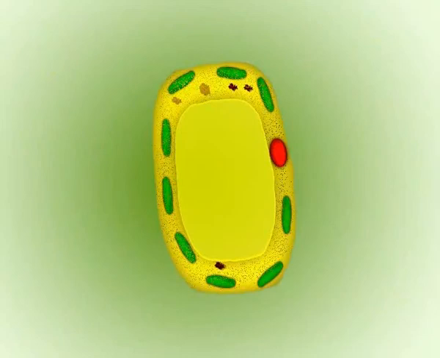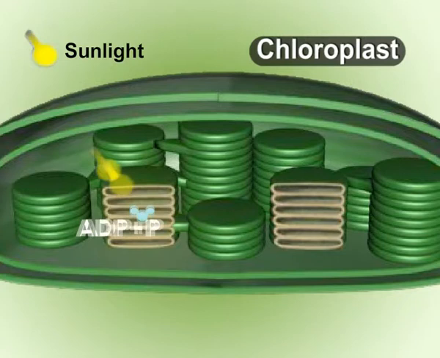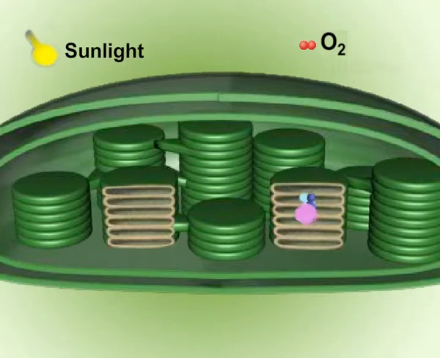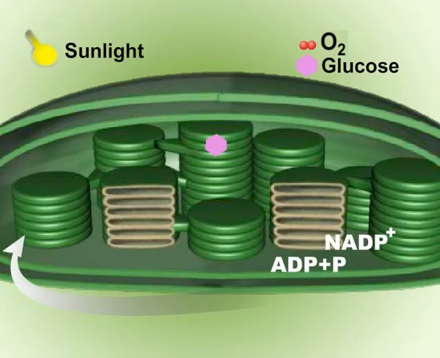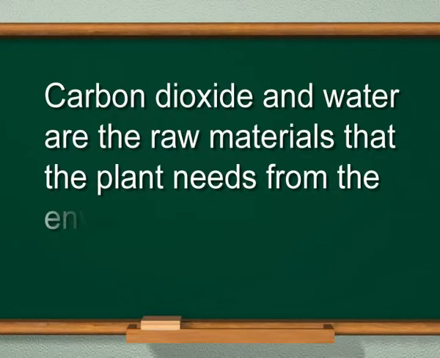Once the raw materials move into the chloroplasts, they undergo a complex series of chemical reactions. One of the products of the reactions is oxygen. Oxygen is released into the air. The other product is sugar, that is glucose, which is used as food for the plant. So students, carbon dioxide and water are the raw materials that the plant needs from the environment for photosynthesis.